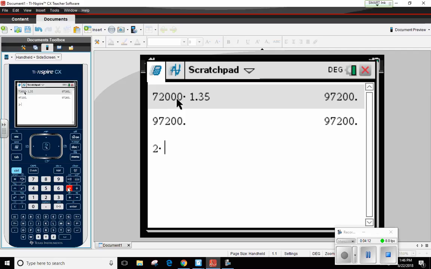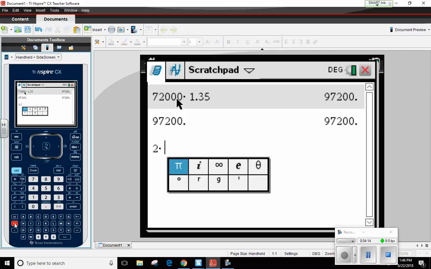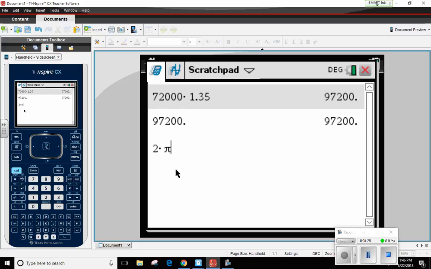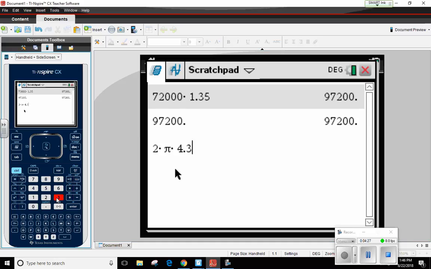I'll use this button down here, and there are going to be a lot of different ways to get these symbols, but in the bottom left corner, you've got the button with pi on it, and there are a lot of very useful symbols here. So I'm going to choose pi times my 4.3. So to 3 sig figs, what would that be?